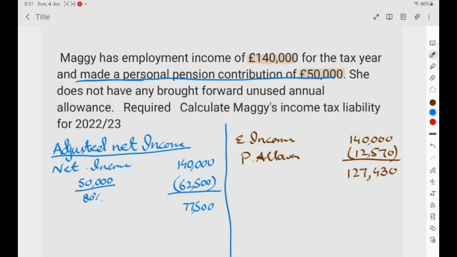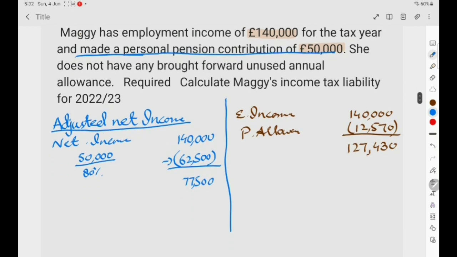To make it gross, we have to divide it by 80%. So by dividing by 80%, we found out the gross personal pension contribution of 62,500, and when we have deducted this amount from the net income, we have adjusted net income of 77,500 only. So it is less than 1 lakh. So full personal allowance is available.